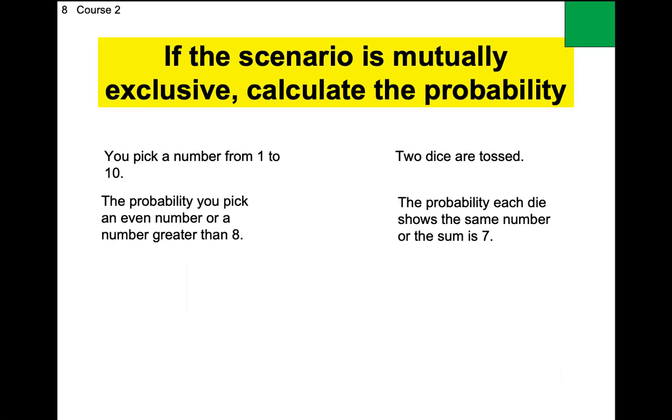Remember, events are mutually exclusive if they cannot happen at the same time. You cannot happen at the same time, you calculate the probability. So you put yes for that. If they can't have it at the same time, it's a yes, calculate the probability using the formula. If they can have it at the same time, it's a no.